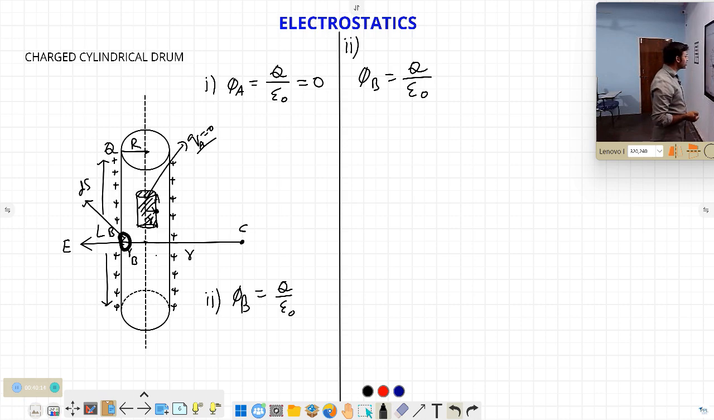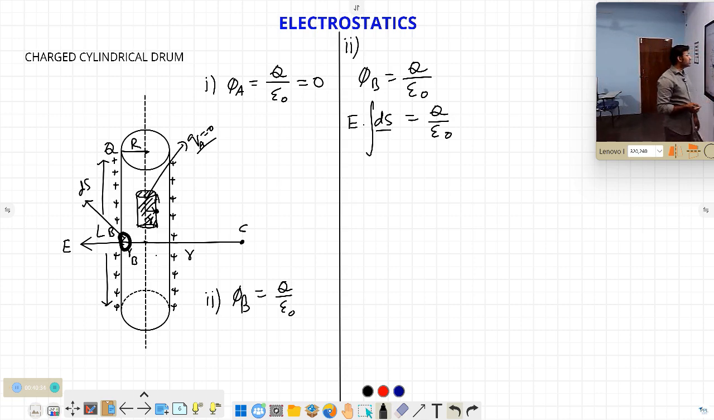Now what is the flux at B point? Flux at B point is equal to electric field into the surface area of that small B point, which is equal to Q by epsilon naught. So now you have to apply the integration here. Where do you have to apply the integration? Here you have to apply it over the surface area.